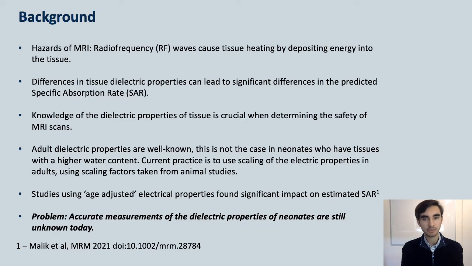While adult dielectric properties are well understood, less is known for neonates, as their tissues have a higher water content, which is dependent upon age, and this is known to affect their dielectric properties. Measurements of neonatal tissue dielectric properties usually require taking tissue samples, which is not possible for healthy neonates. Electrical properties can be extrapolated from adults using scaling factors which are taken from animal studies. However, our recent work has shown that if we account for these differences, this can lead to significant differences in the predicted specific absorption rate.